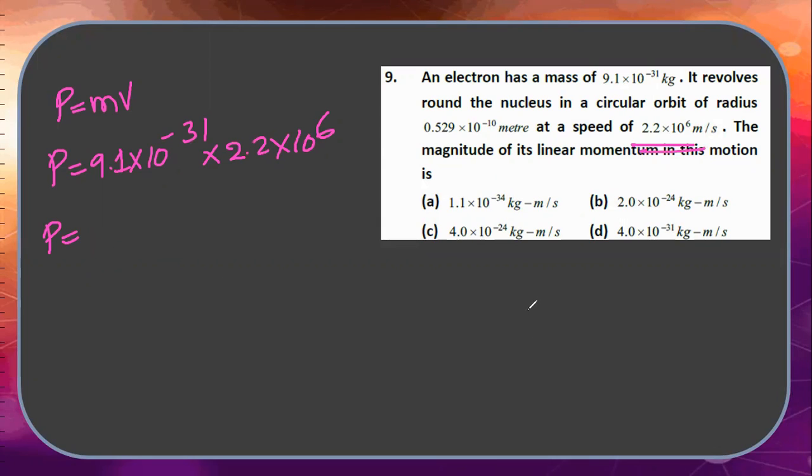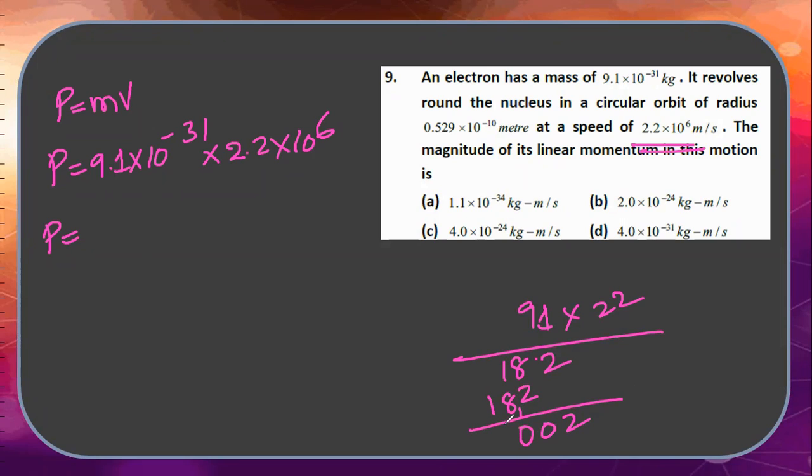9.1 into 2.2 is about 20, so this is 10 power minus 25. So this is minus 25.